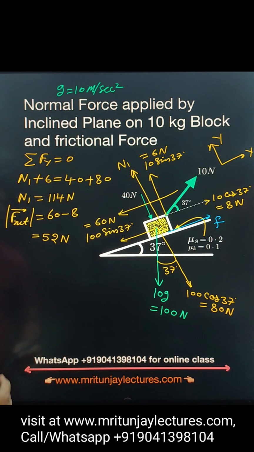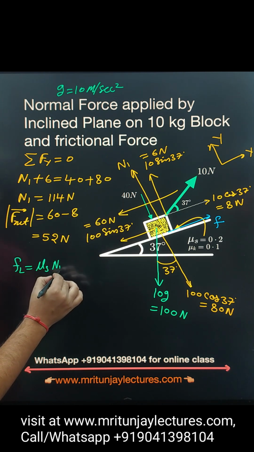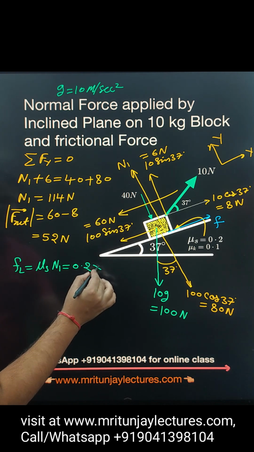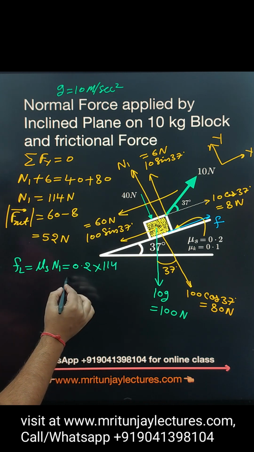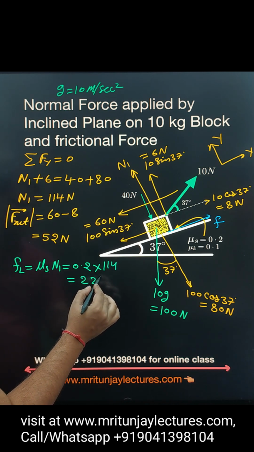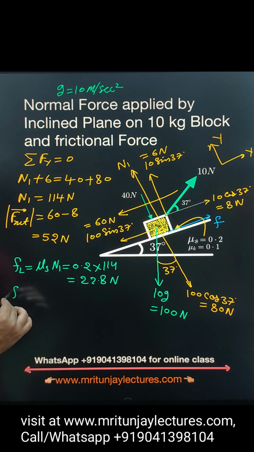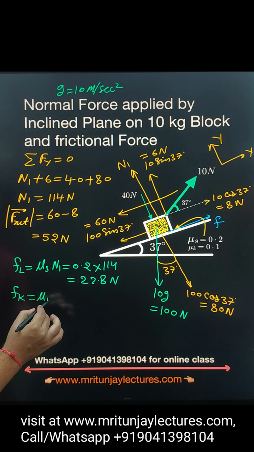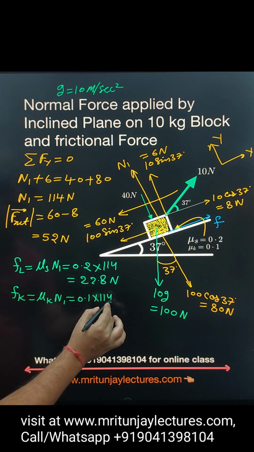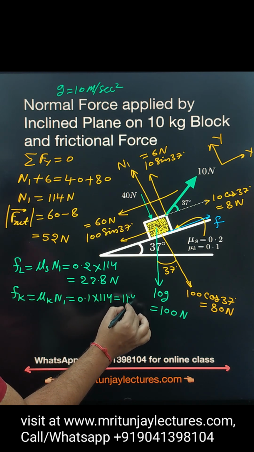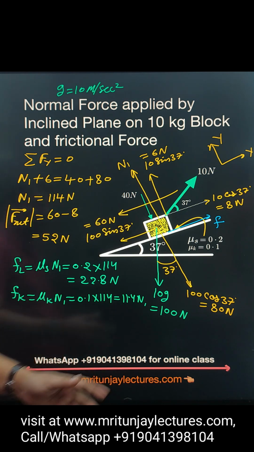Okay. After that, look here very carefully. Now, what about FL? FL is equal to mu s into N1. Mu s is 0.2. N1 is 114. So that is 22.8 Newton. And what about Fk? That is mu k into N1. That is 0.1 into 114. So 11.4 Newton. Okay. So this block is moving in this direction.